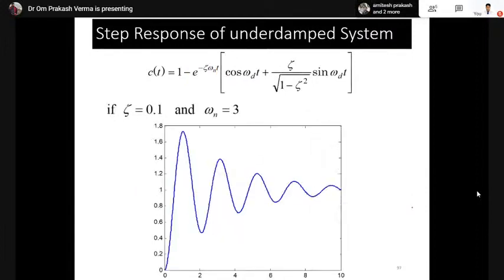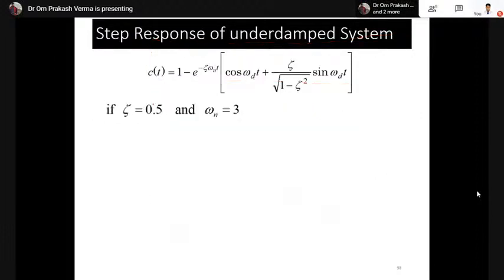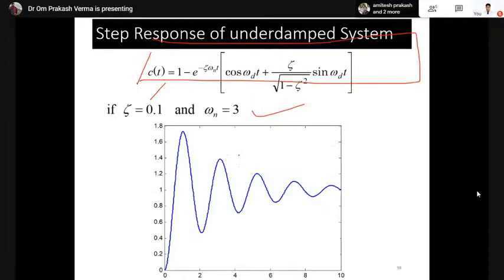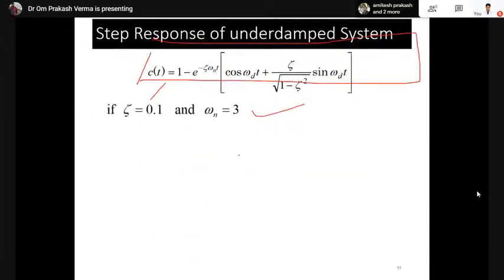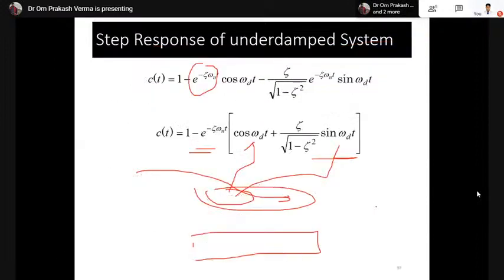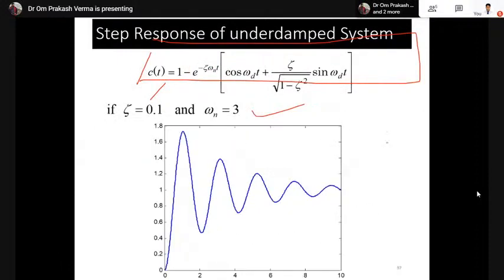So when zeta is equal to 0 and omega n is equal to 3, you can plot this equation like this one also. And when zeta is increased, you can see what happened. When zeta is equal to 0.1, then such type of response has occurred. And when zeta is equal to 0 and omega n is equal to 3, you will find the sustained oscillation.